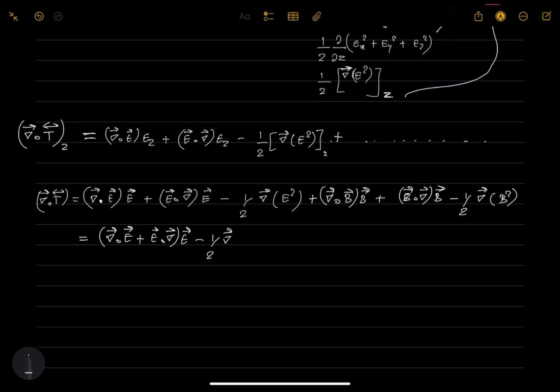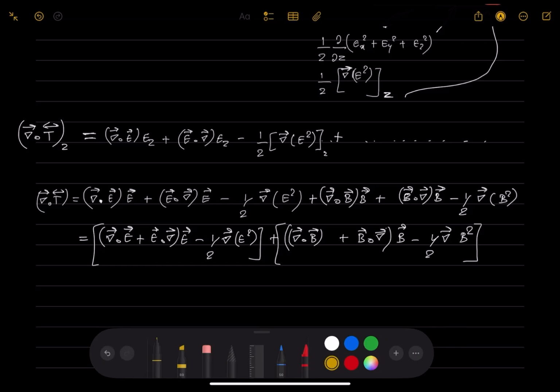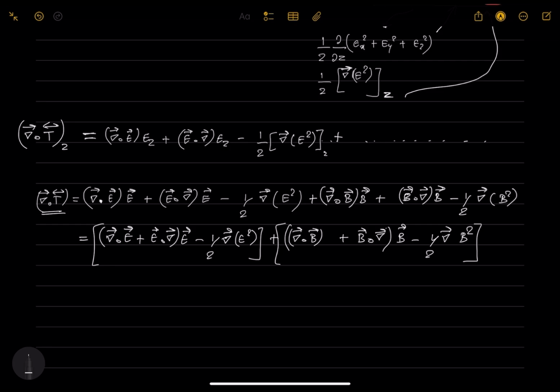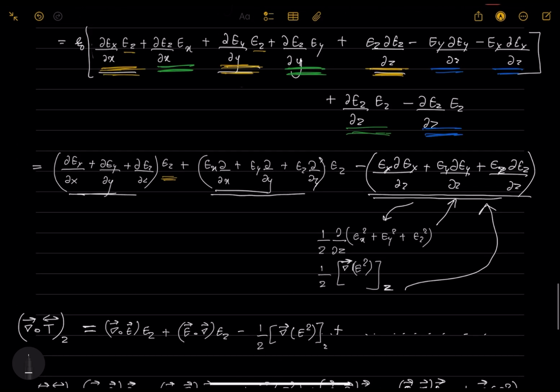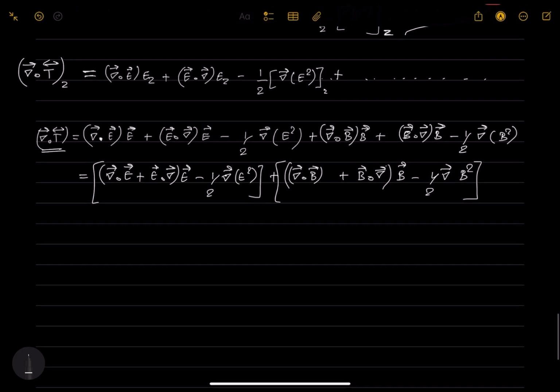Minus half of the gradient of E squared for the E field, and del dot B times B plus B dot, I'm sorry, let me factor out the B field out of both of those dot products: B dot del times B minus half of the gradient of the B squared scalar field. All right, so this is what we obtain if we take the divergence of the Maxwell stress tensor at any particular point in space.